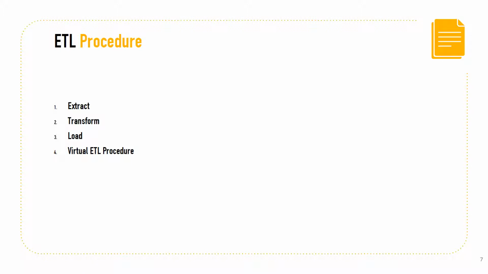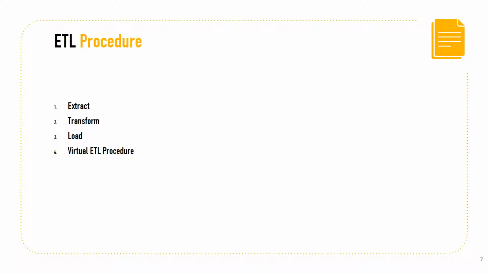ETL procedure. In computing, extract, transform, and load refers to a process in database usage and especially in data warehousing that involves extracting the data from outside sources, transforming it to fit operational needs, and loading it into the end target, which is our data warehouse. Let me explain these terms singularly.